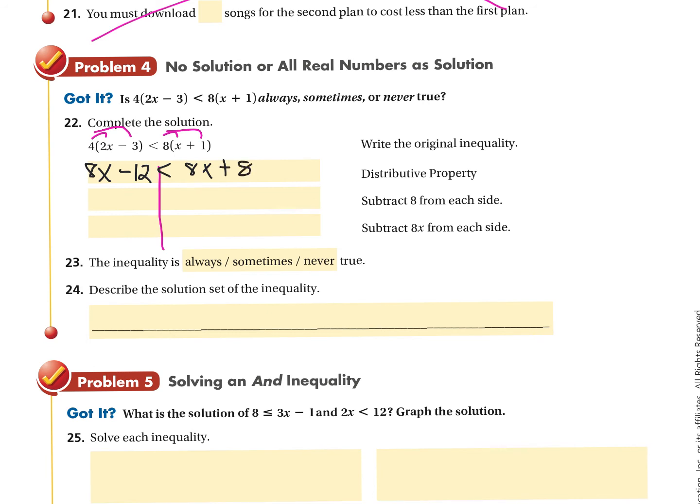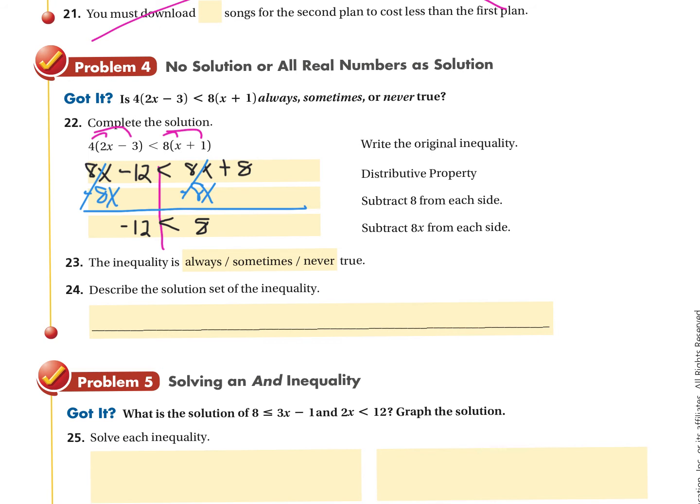I need to gather my x's on the same side, so I am going to subtract 8x and subtract 8x, and lo and behold, my x terms completely cancel out. And you need to write what you're left with. So I have negative 12 less than 8. I never had to flip my inequality because I never once multiplied or divided by a negative.